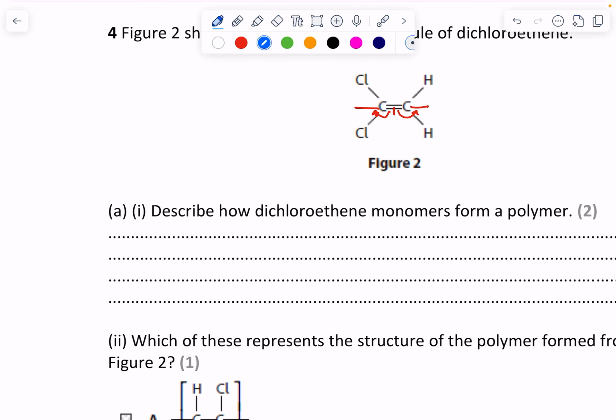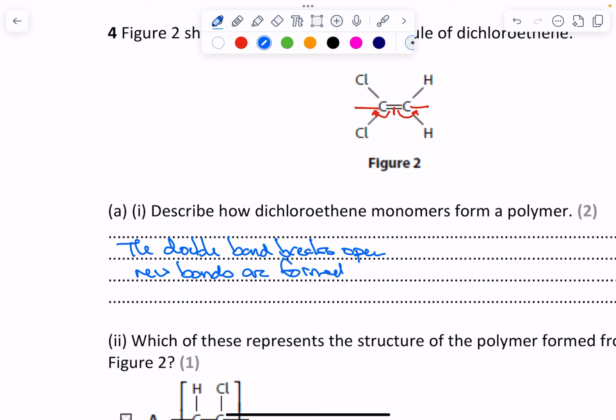So I'm going to put that into words here. So I'm going to say the double bond breaks open, new bonds are formed which allow the monomers to join together and make a long chain.